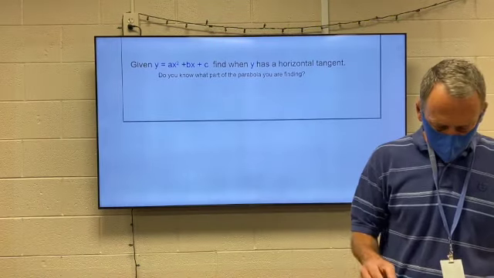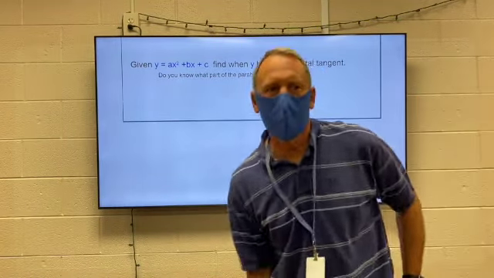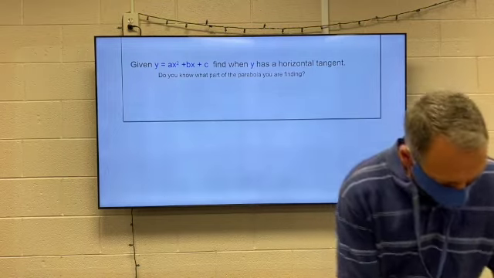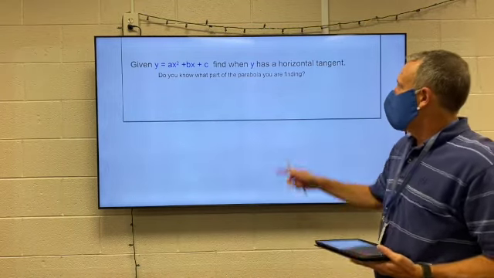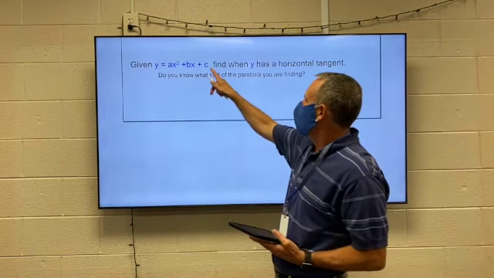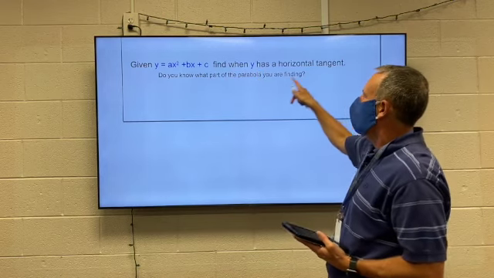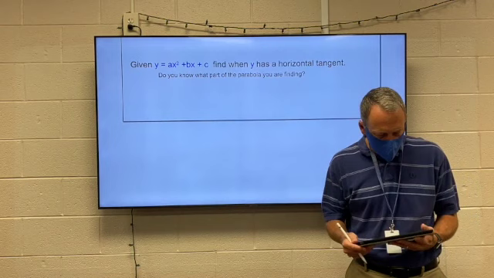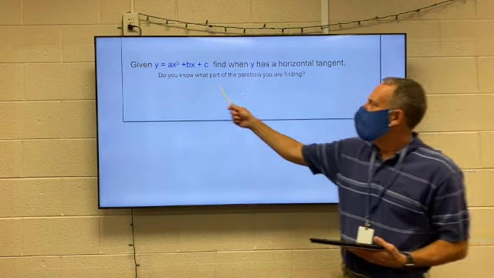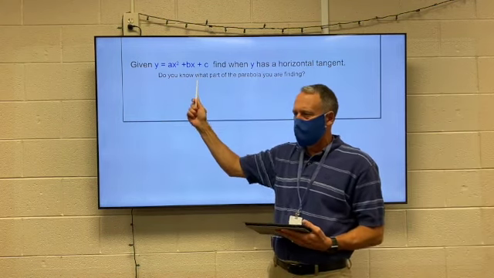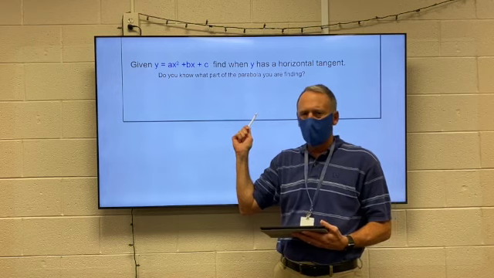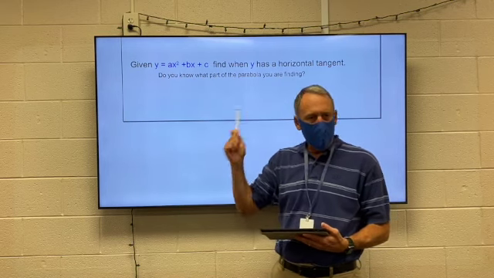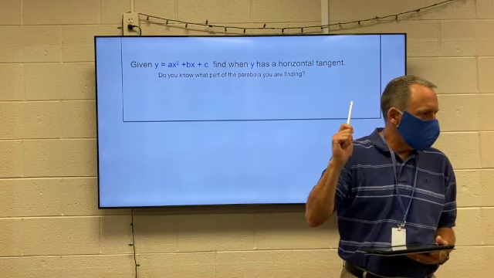Now this is where we get into some good stuff here. So, it says, given y equals ax squared plus bx plus c, find when y has a horizontal tangent. You guys think you can do that right now? How would we find out when y has a horizontal tangent? Well, we just got done doing it. We take the derivative and set it equal to 0.